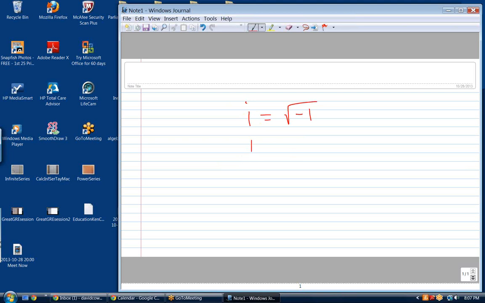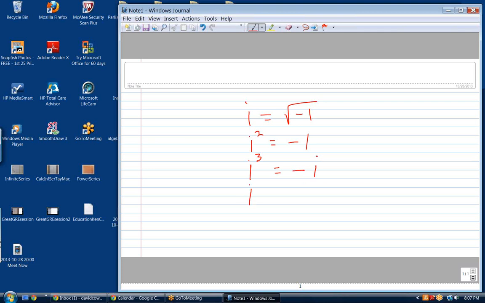What's I squared equal? I squared equals 1? No. Negative 1. In other words, I times I, square root of negative 1 times square root of negative 1, is whatever is under the radical, negative 1. What's I cubed? Well, it's I times I squared, right? Negative I.